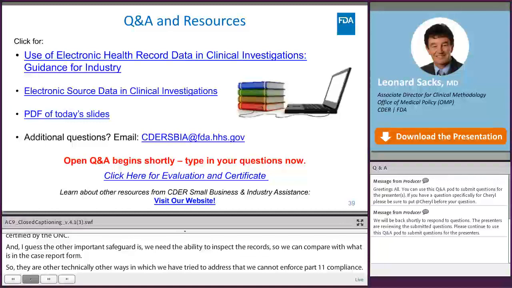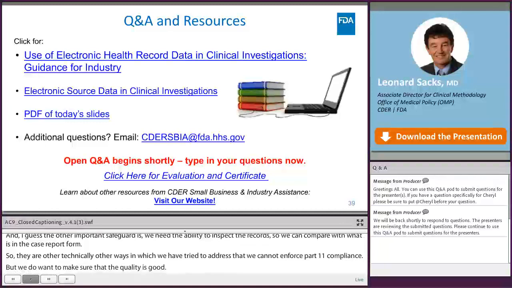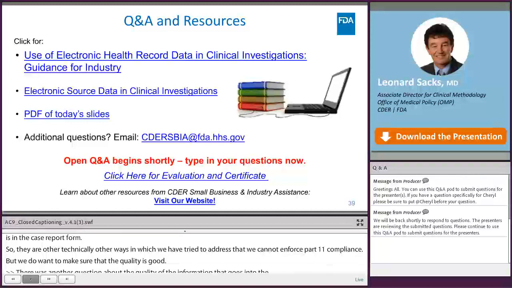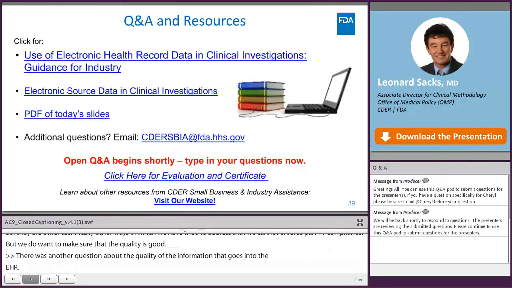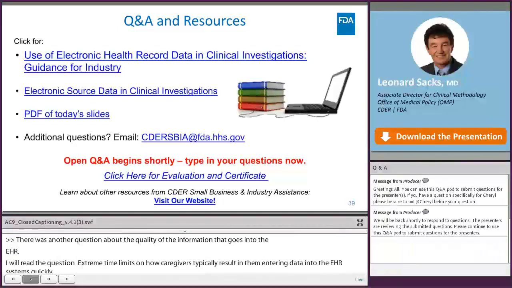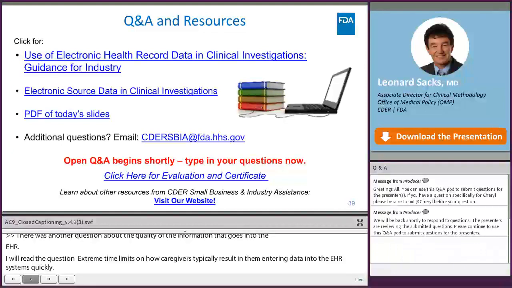There was another question about the quality of the information that goes into the EHR. I'll read the question. The extremely tight time limits on healthcare givers typically results in them entering data into the EHR systems quickly without as much regard to accuracy and completeness as we expect for clinical trials. Is there anything that addresses this core quality deficiency of EHR data?